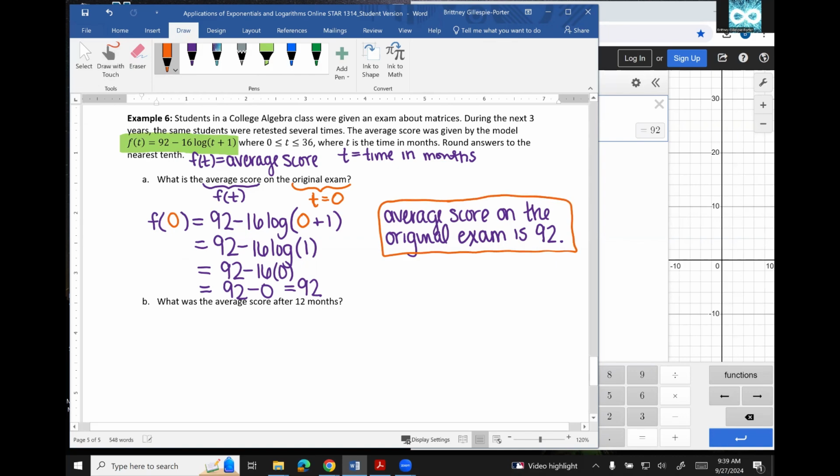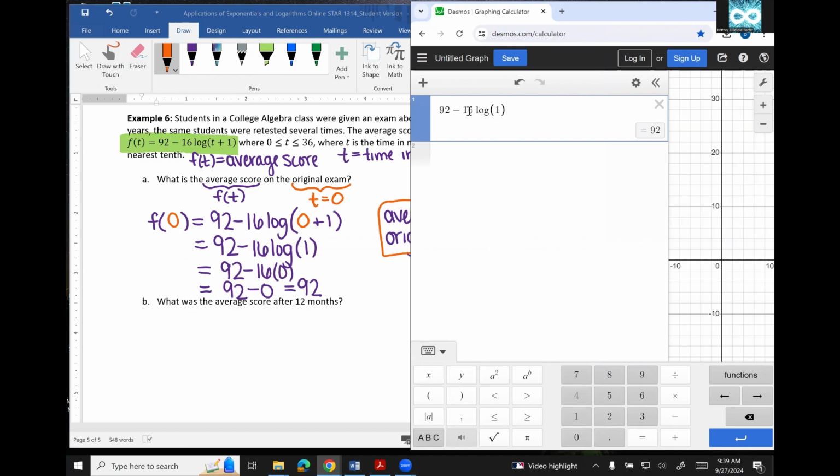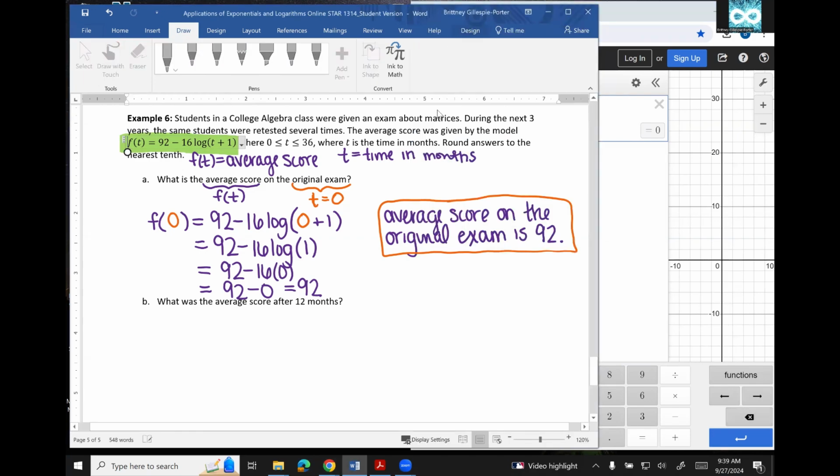And you can also double check to make sure that the log of 1 is 0, or you can even check that the 16 log of 1 is 0. And that is again because log of 1 gets us 0. It's one of those log properties you were asked to memorize. Okay. Next one, what was the average score?